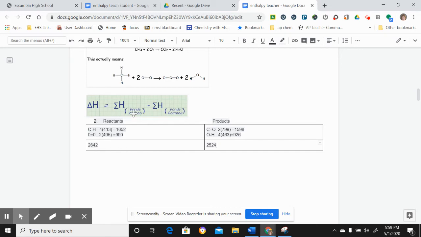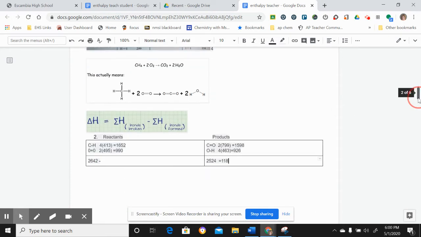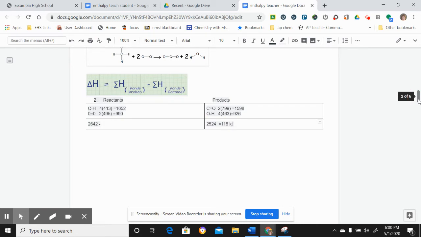Now, remember here, bonds broken are on the reactant side, where they are broken. On the product side is where they're being formed. So I'm taking 2642 minus the 2524, and I would get 118. If I look at my unit up on here, it's kilojoules per mole, 118 kilojoules per mole. Endothermic or exothermic? It is an endothermic reaction because the delta H is positive.